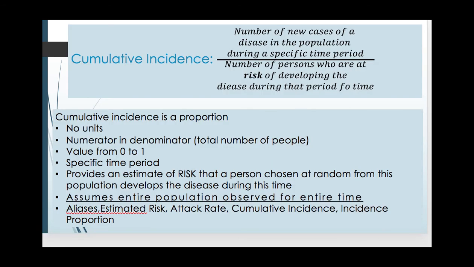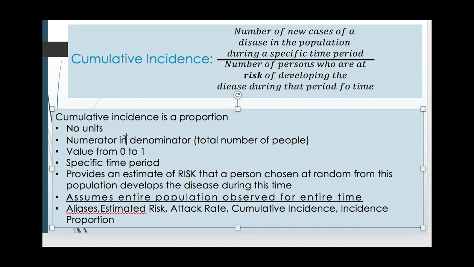So cumulative incidence is a proportion. There are no units. The numerator is in the denominator. That means the number of people that have the disease is also part of your entire population. It's for a specific time period. This was for a 5-minute time period. It provides an estimation of risk. If a person was chosen randomly from the population, they had a 40% risk of developing a headache. It assumes, again, the entire population is observed for the entire time.